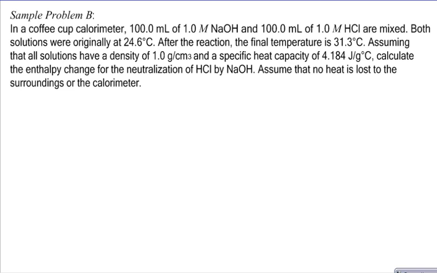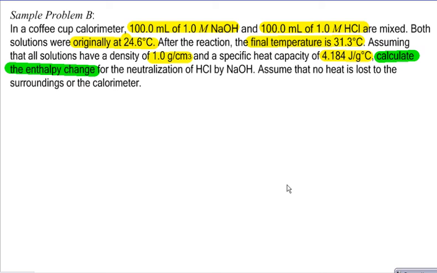So let's do one of the problems that uses this. Sample B in your packet. First, let's start off by highlighting everything we're given and what we're asked to solve. We're given the volume and molarity of two solutions that end up getting mixed together, originally at some certain temperature, and then it's raised to a higher temperature. We're told that they have a set density and a specific heat, and we're asked to calculate the change in enthalpy, or delta H. So we know we're going to be solving for delta H.